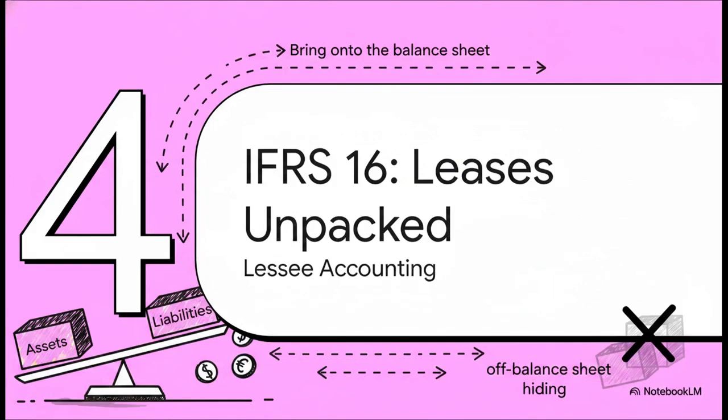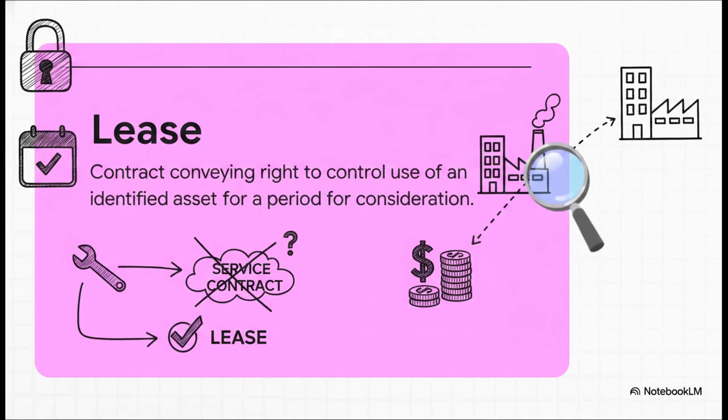Section 4 already? IFRS 16, Leases Unpacked. Time to explore lessee accounting. This is a big one, guys. This standard fundamentally changed accounting. Before this rule, companies were hiding billions, literally billions, in leased assets off their balance sheets. We're talking about airlines hiding entire fleets of airplanes. Crazy, right? Now we actually have to identify if a lease exists.